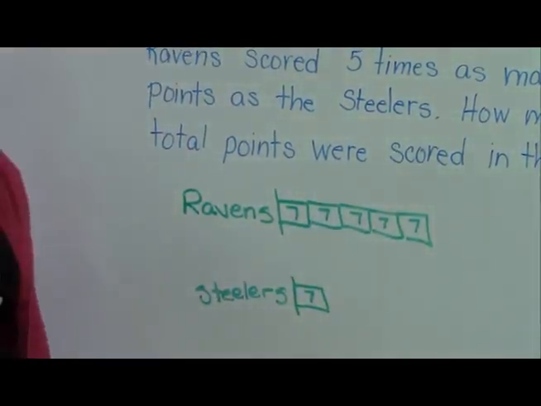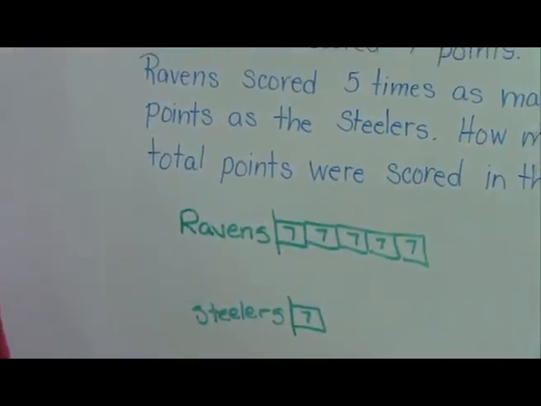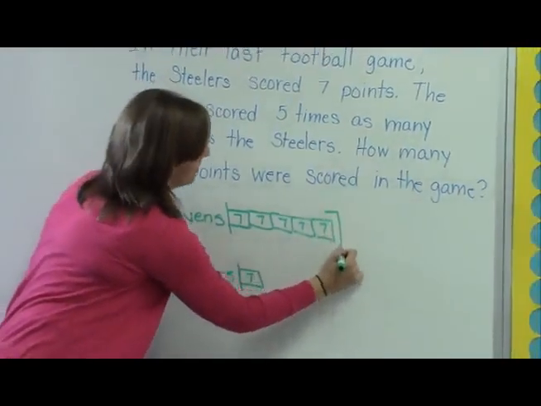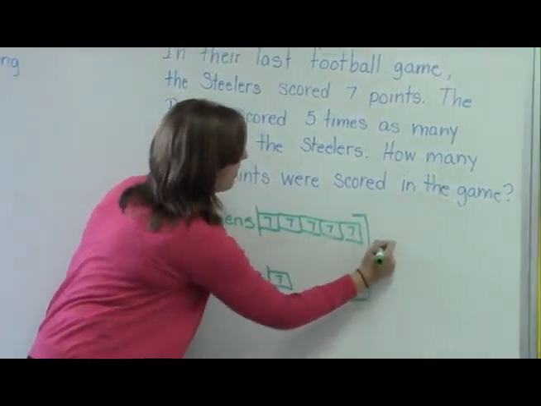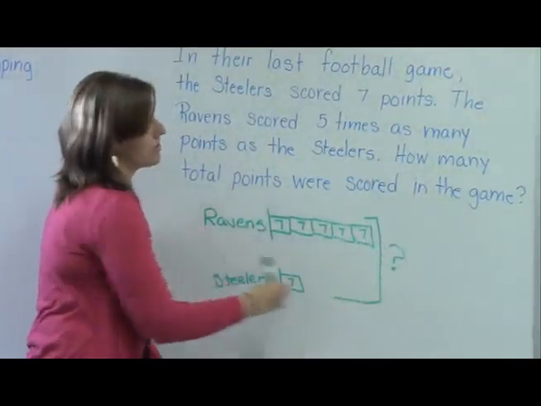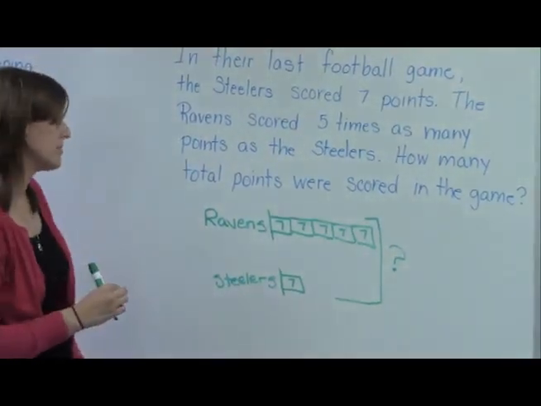Now the question adds a little extra step. It says how many total points were scored in the game. So we want to know both the Steelers and the Ravens points all together. So our question mark goes at the end with a bracket to show that we want to know both amounts.